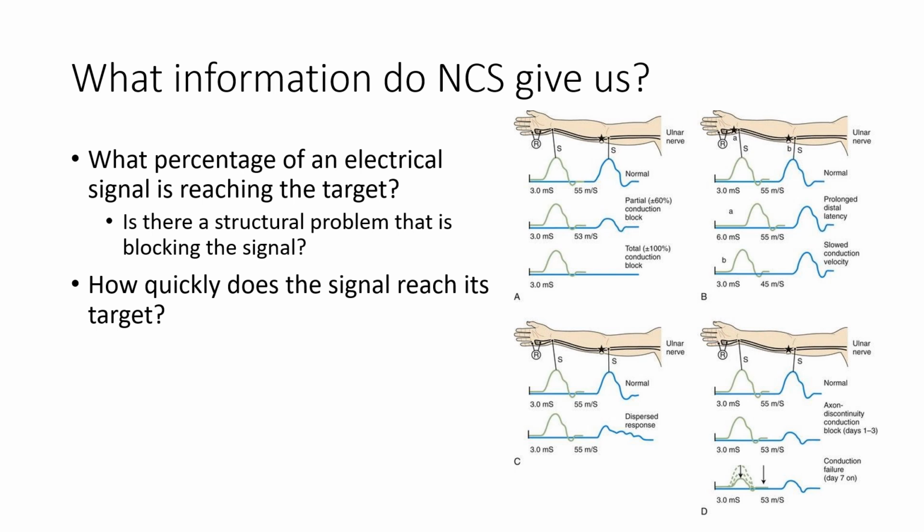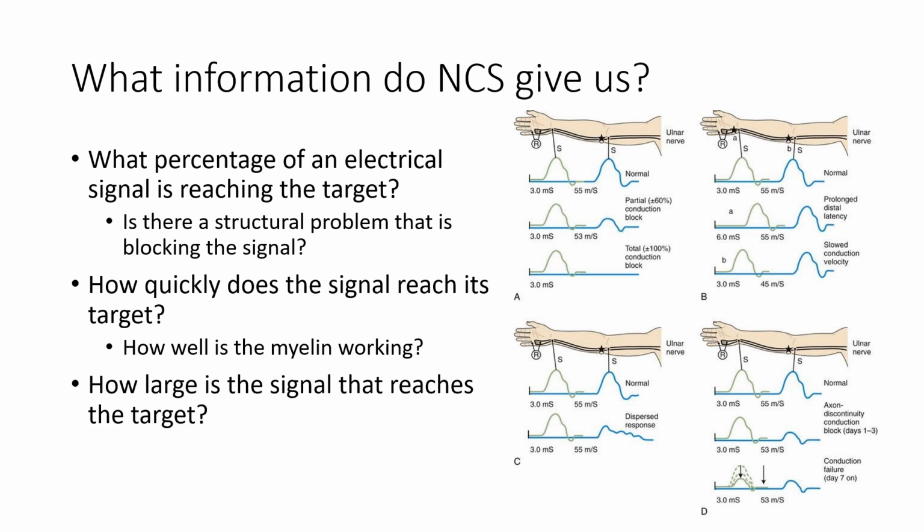We can also then look to see how quickly the signal reaches its target. This is shown in panel B, where we're looking at conduction velocity. When we give the signal, how quickly is it detected? If it takes longer than normal, that tells us that there's a problem with the myelin. Remember that myelin is that insulation that covers our myelinated axons, and it helps to conduct the signal more quickly. So if there's a delay in the velocity, it tells us there's a problem with the myelin, or there's a demyelinating neuropathy.